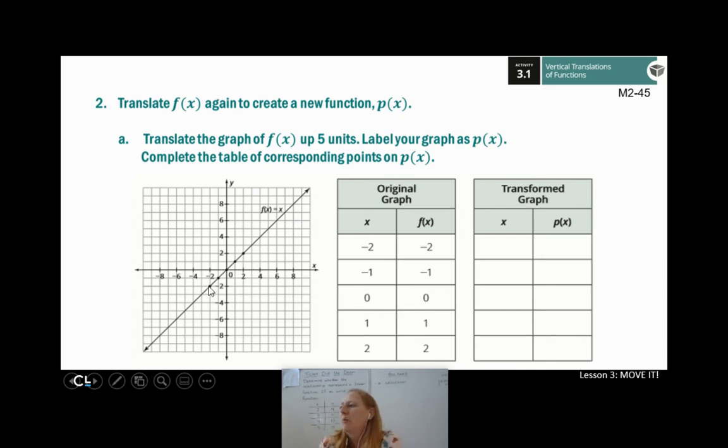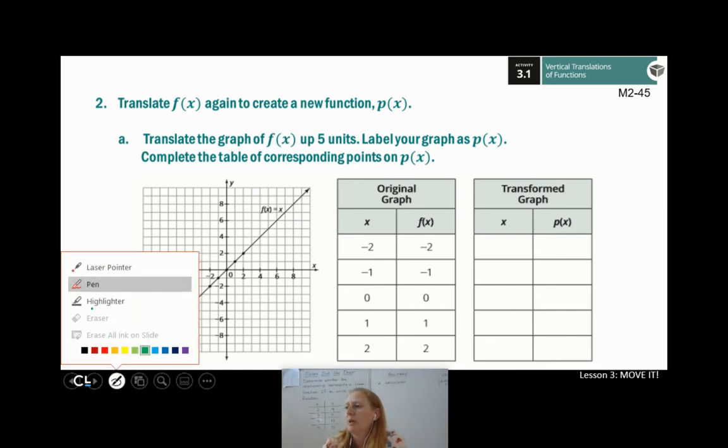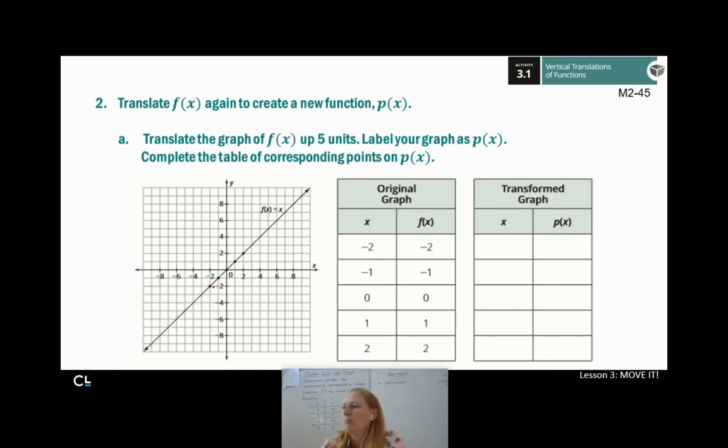So I went up 5, up 5, up 5, up 5, up 5, and again, I can use your pen and get my red pen back. So you can go up 5: 1, 2, 3, 4, 5, 1, 2, 3, 4, 5, 1, 2, 3, 4, 5, 1, 2, 3, 4, 5. You probably don't need to do this many. I'm just going to move everybody up 5 and connect the dots.